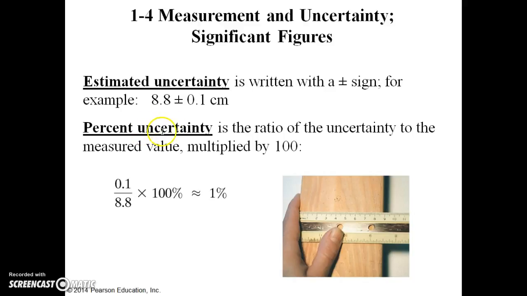Now, percent uncertainty is taking the ratio between 0.1 and 8.8 and multiplying that by 100% to get an answer of about 1%.